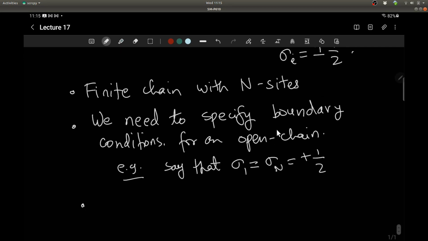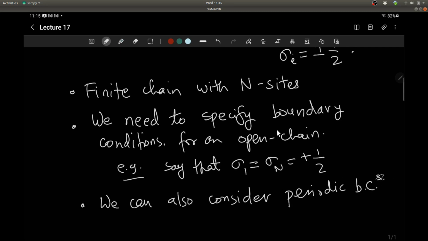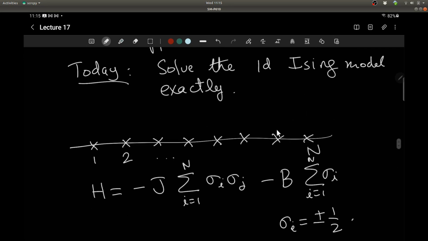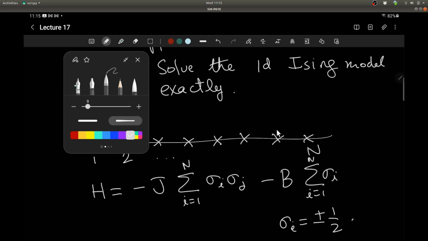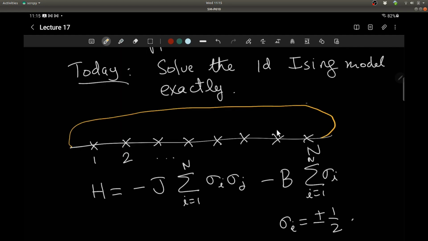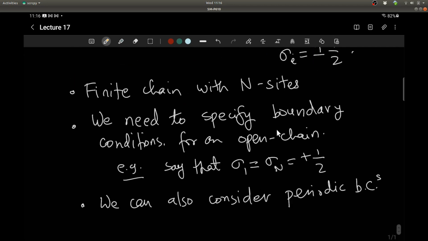Okay, but we can also consider periodic boundary conditions. BC is for boundary conditions. Periodic means you put another link, if you wish, which will connect these ends, so there's one more link connecting sigma_1 and sigma_n. Is that clear, what a periodic boundary condition is? So we'll have two things: open boundary conditions, where you tell me what sigma_1 and sigma_n are, and periodic, where there's nothing to specify. These are the two kinds of boundary conditions, and we would like to compute the partition function. I'll pause here. Are there any questions?